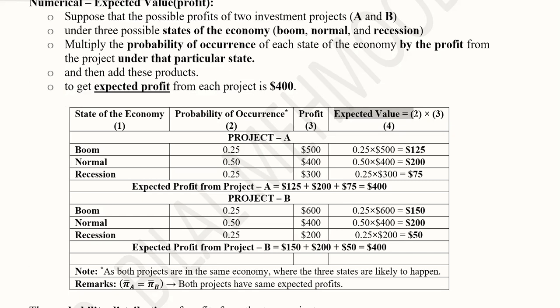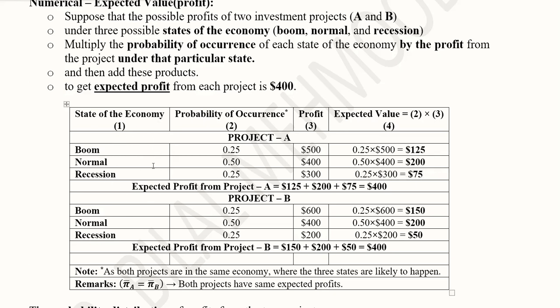This is expected value, that is 2 into 3, the second column and the third column. So it will give us the fourth column. Here you can see 500 into 0.25, and we get $125. So this is the expected profit from project A in case of a boom. In case of a recession, this will be the expected profit.